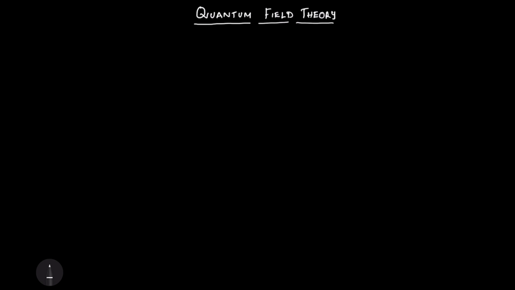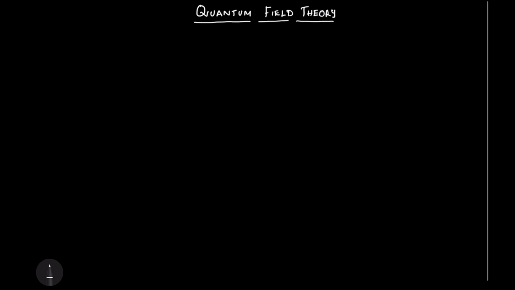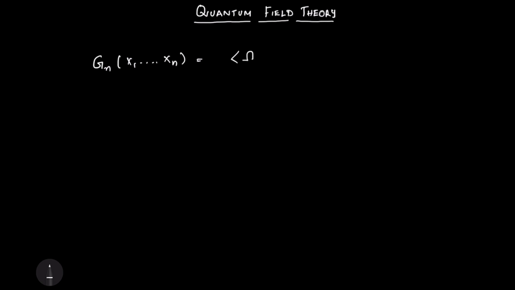In the last few classes, we were discussing perturbation theory, Feynman diagrams, and Feynman rules. So let's recall the interacting theory n-point function. In interacting theory, the n-point function is given by G_n(x1, ..., xn), which is equal to the interacting vacuum time ordering of the fields phi(x1) up to phi(xn).